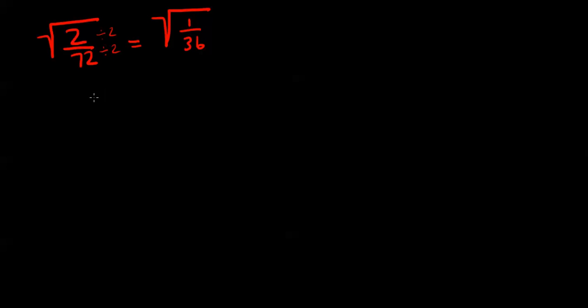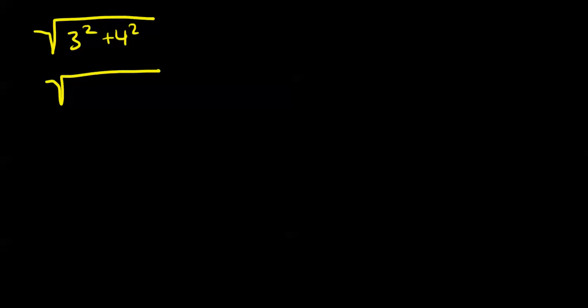Now we can go ahead and take the square root. You can do the square root of the top and bottom individually. So the square root of 1 and the square root of 36. Square root of 1 is 1. And we know that 6 times 6 equals 36, so the square root of 36 equals 6.